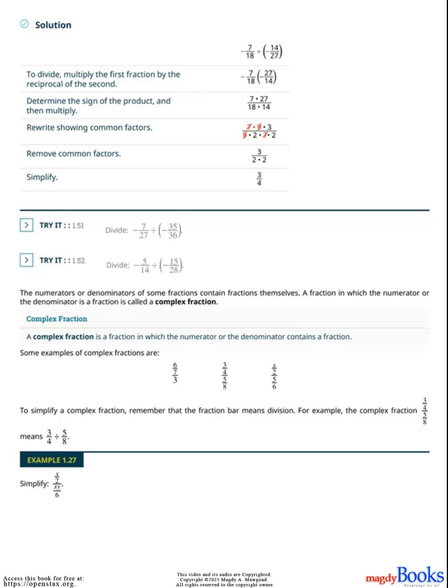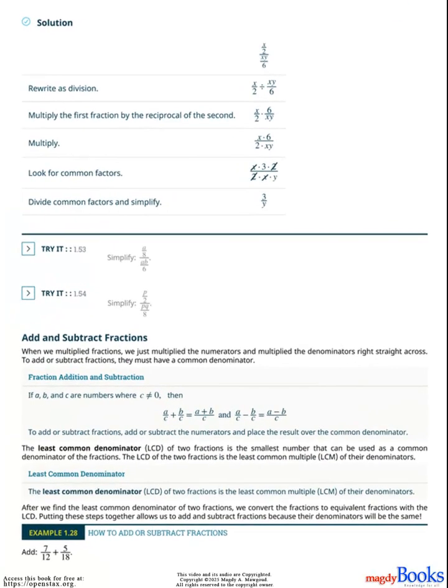To simplify a complex fraction, remember that the fraction bar means division. For example, the complex fraction 3 over 4 divided by 5 over 8 means 3 over 4 divided by 5 over 8. Example 1.27. Simplify. x over 2 divided by xy over 6. Solution. x over 2 divided by xy over 6.